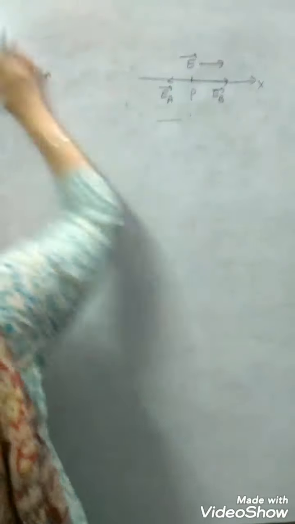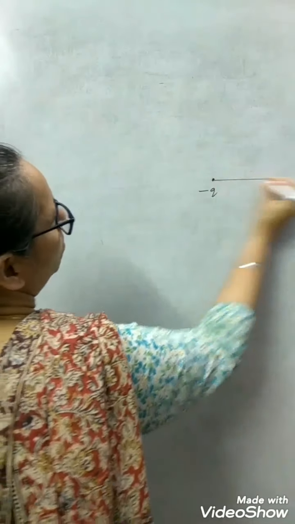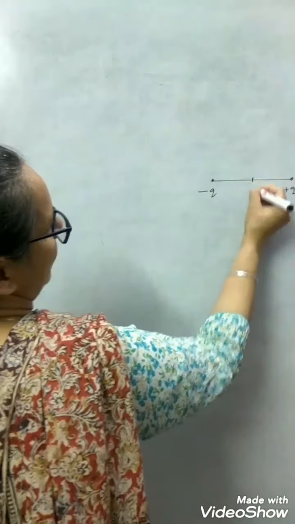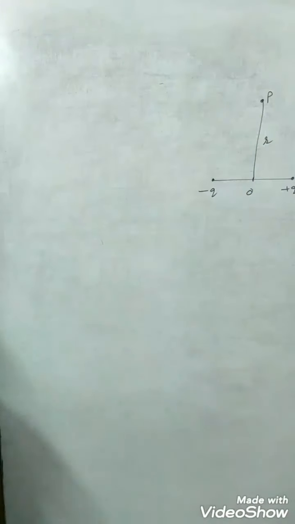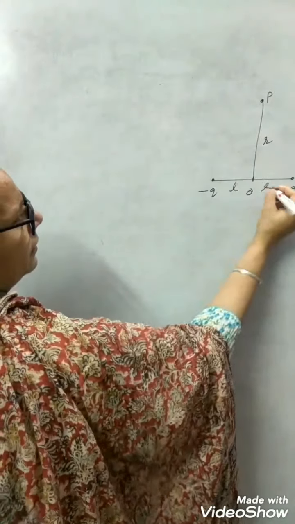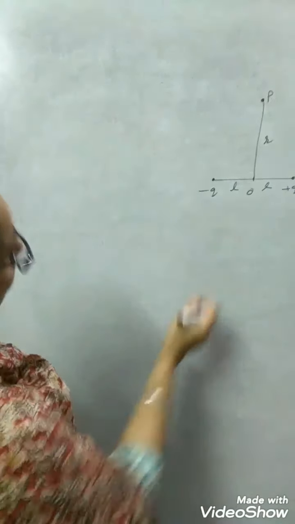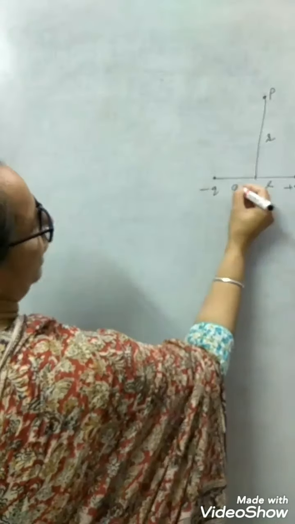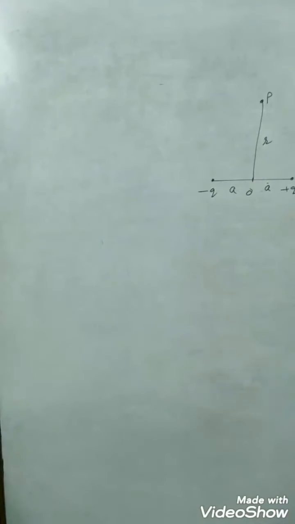How do we calculate the field on the equatorial line? We have minus q and plus q, the center, and this is the equatorial line with point P. The dipole length is 2a, so the dipole moment is q into 2a.